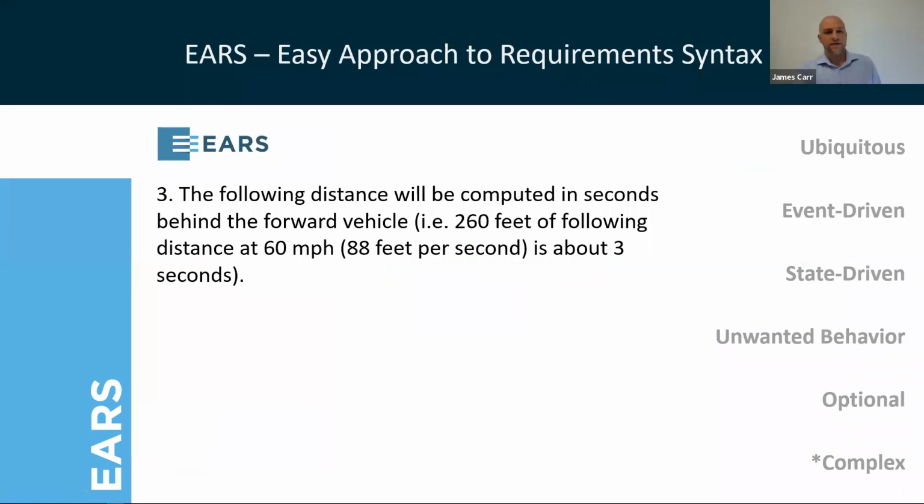All right, so let's dive into this document. So I've selected 6 requirements from this document, and we'll look at each of them one at a time and convert them to EARS. So the first one is the following distance will be computed in seconds behind the forward vehicle. So it's talking about that measurement.